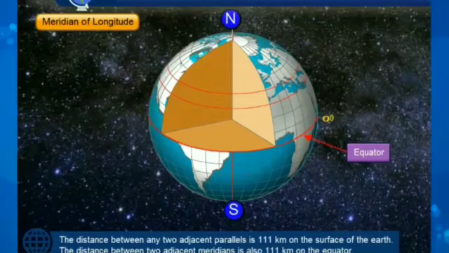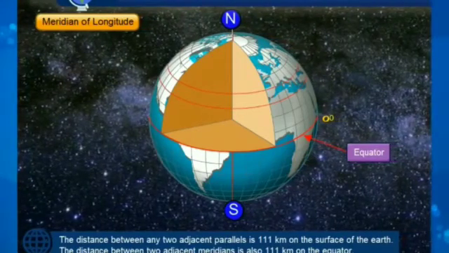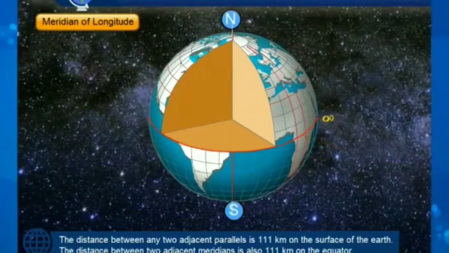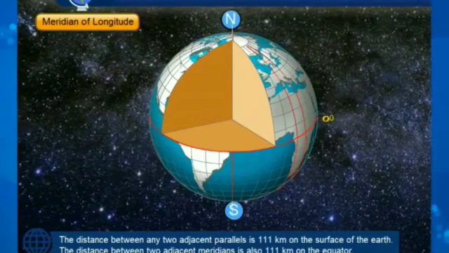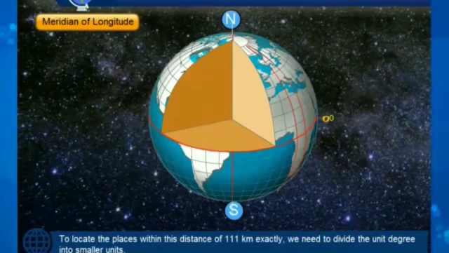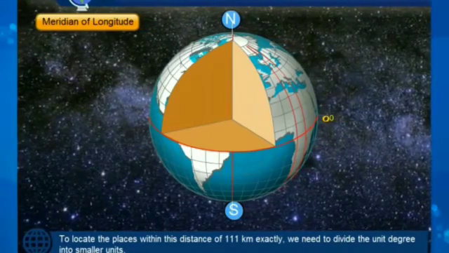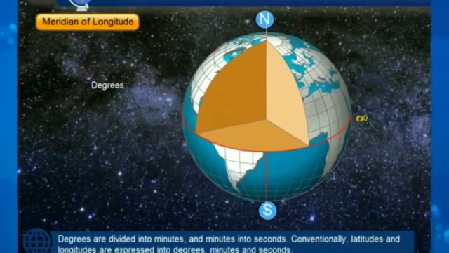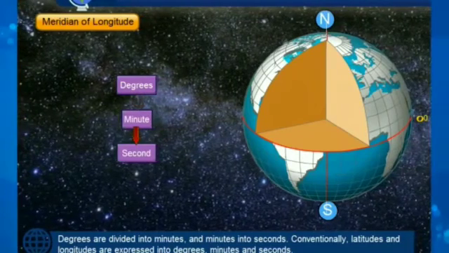The distance between any two adjacent parallels is 111 km on the surface of the Earth. The distance between two adjacent meridians is also 111 kilometers on the equator. To locate the places within this distance of 111 km exactly, we need to divide the unit degree into smaller units. Degrees are divided into minutes and minutes into seconds.